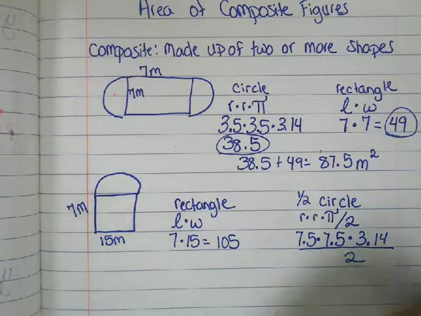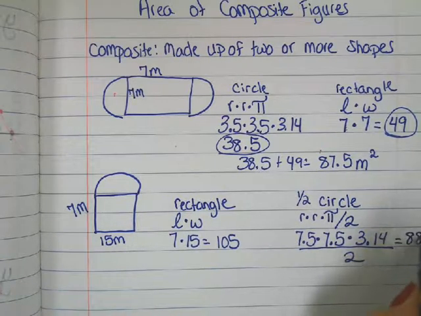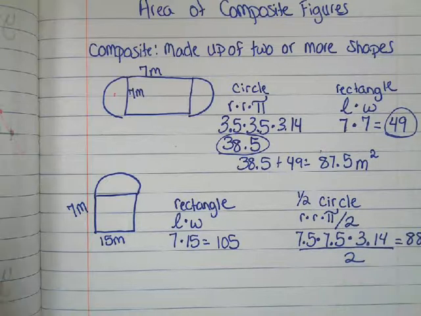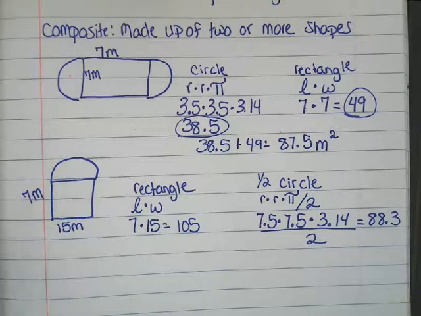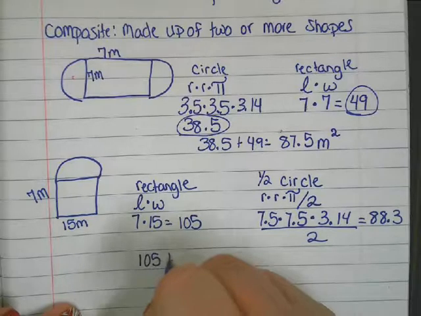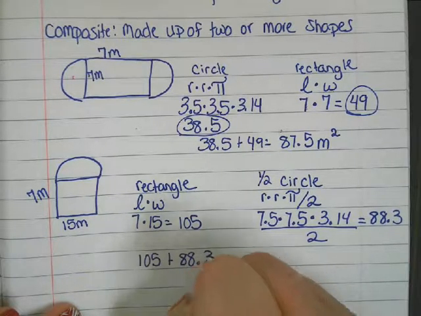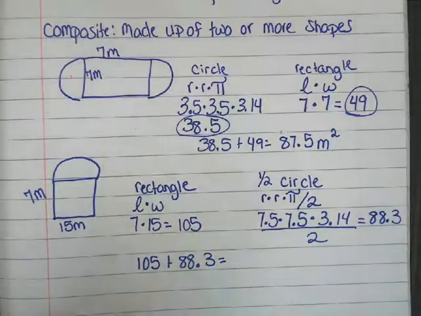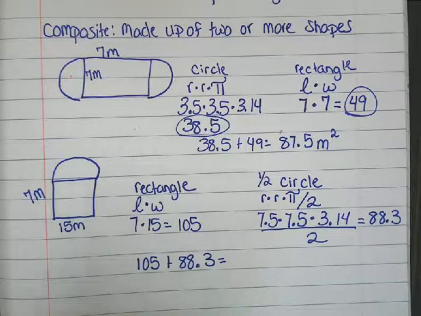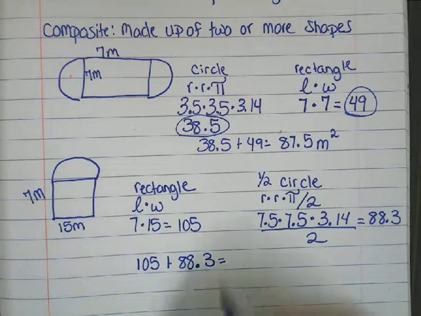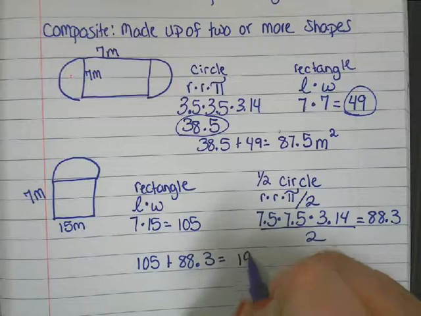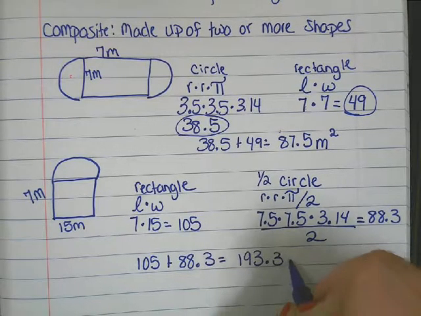Does everyone see how you got that? So those are the two separate ones. Now I need to put them together. So I need to take 105 plus 88.3. And what do you get? 193.3 what? Meters squared.